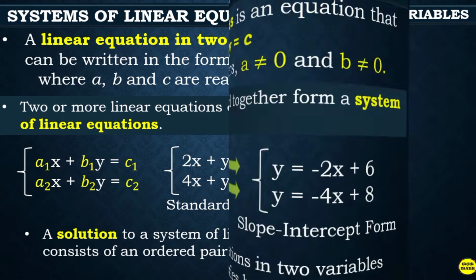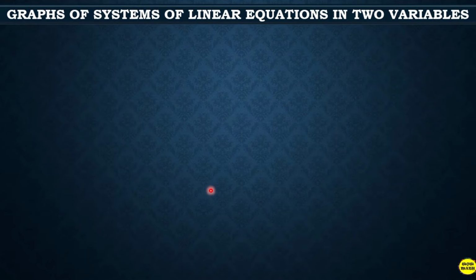So, let's have the graph of systems of linear equations in two variables. Now, after finding the solution of the system of linear equations, kapag nag-graph tayo ng system, tatandaan na yung dalawang equations mo sa system mo is i-graph mo siya sa isang Cartesian plane lang.